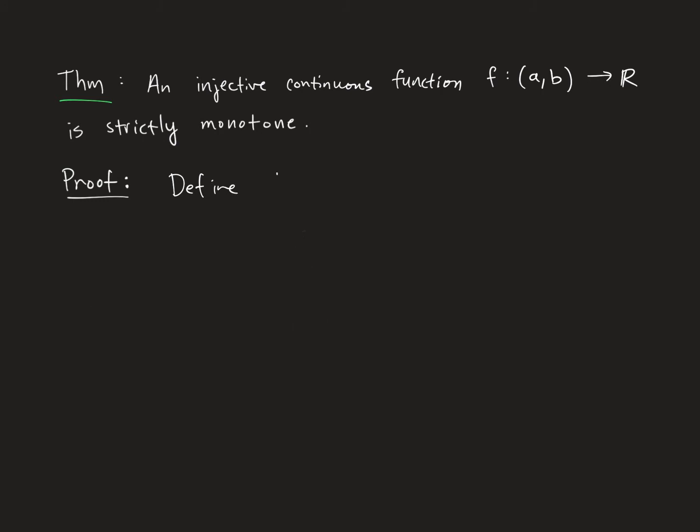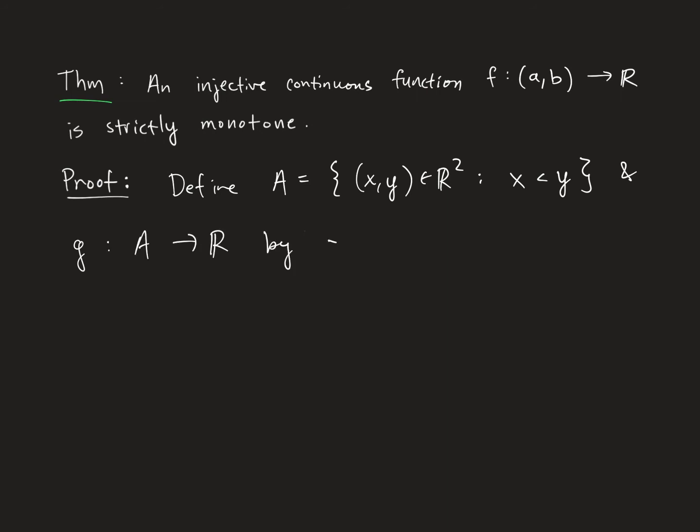We'll define A to be the set of x, y in R2 such that x is less than y, and we'll define g. So g will be a function from A to R by g of x, y equals, sorry, not g, f of x minus f of y. So I have two claims about these things.